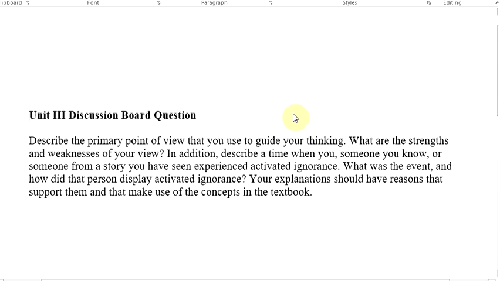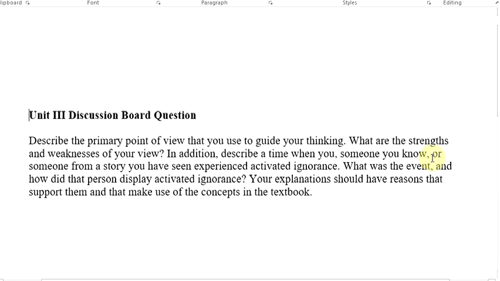Describe the primary point of view that you use to guide your thinking. What are the strengths and weaknesses of your view? Point of view is one of the elements that's covered in Chapter 4, so make sure you read Chapter 4 very carefully and you pay close attention to point of view. Basically, it is the way that we look at things.